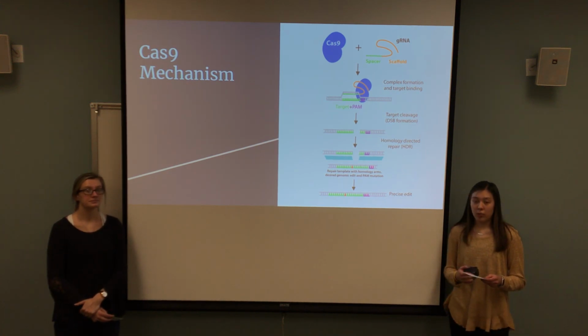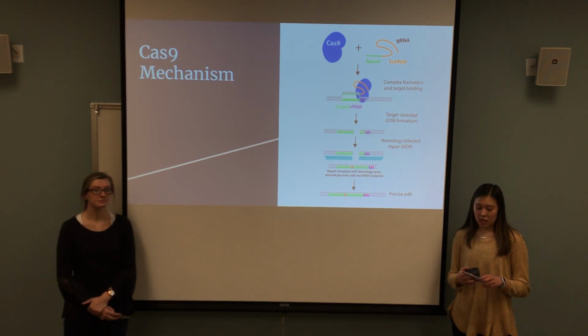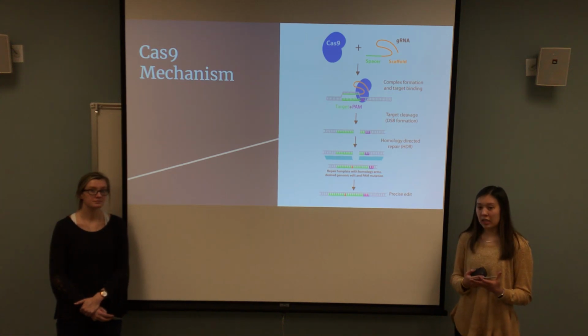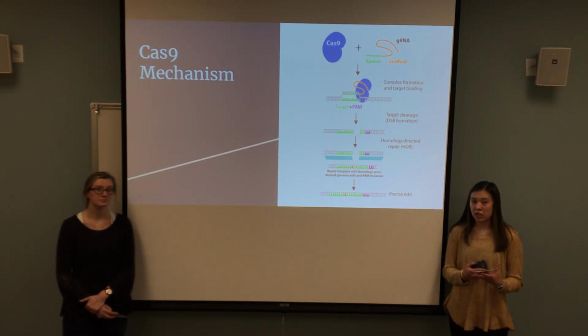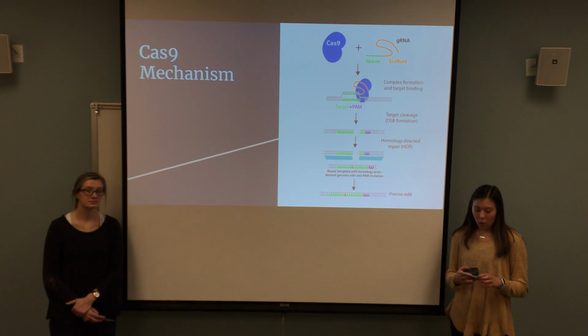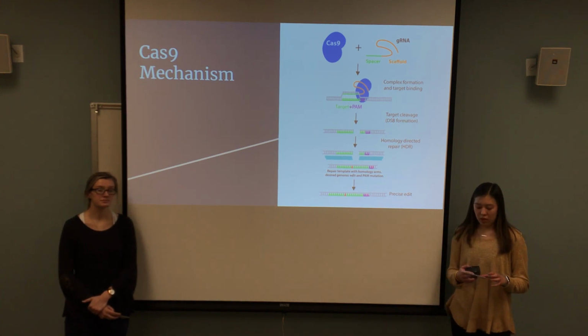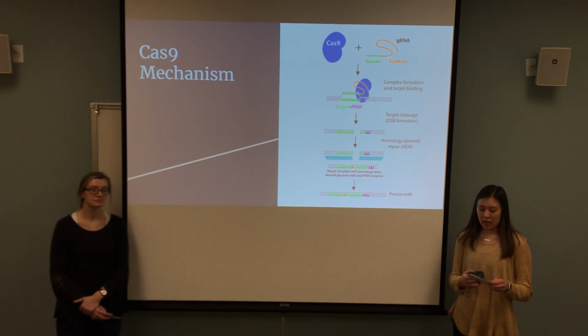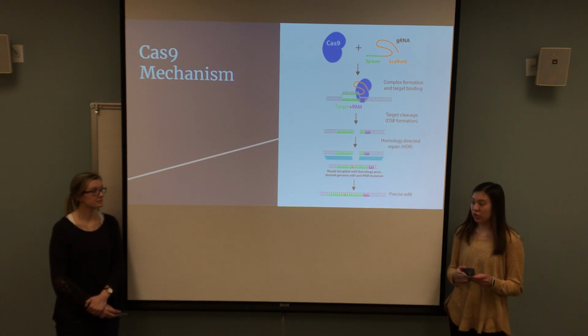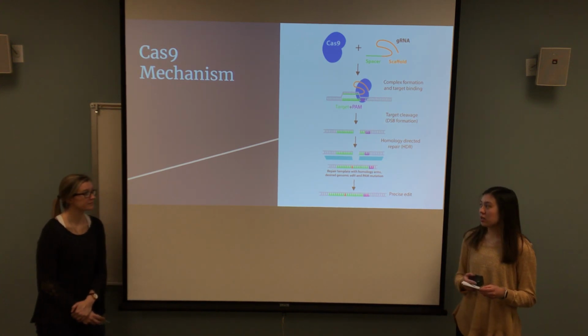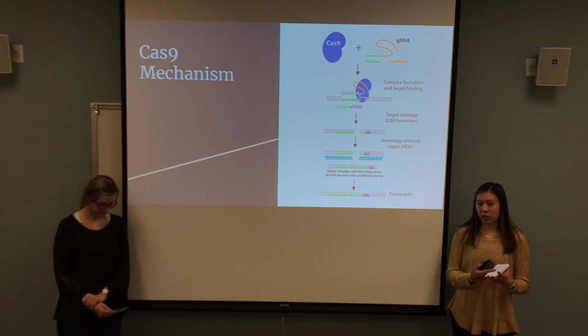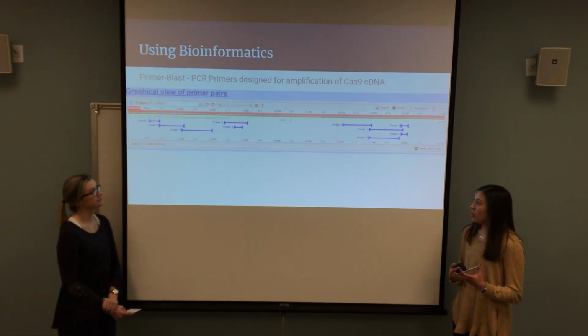The cell will repair it in 2 different ways. Either the ends will be directly stuck together, creating a mutation at the point of break, or the DNA will be repaired with a matching DNA sequence containing desired genetic alterations. This is how scientists are able to make any genetic modification that they desire.